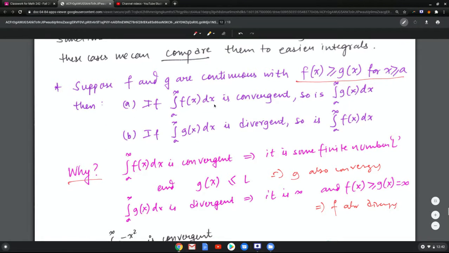Now important to note here, f is greater than g, right? And then the conditions are for when f is convergent. If g is convergent, we can't say anything, right? Because f is still greater than g.